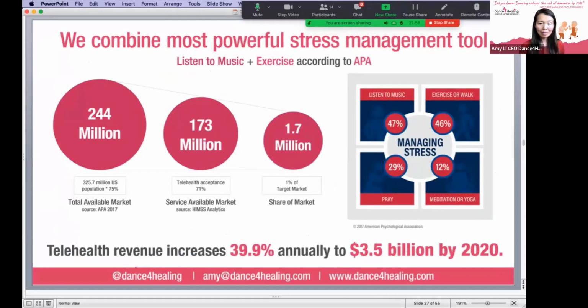And most importantly, we are combining two of the best stress management tools. On the right side, the graph is from the American Psychological Association: 47% of Americans prefer to manage stress by listening to music, and 46% prefer exercise or walking.